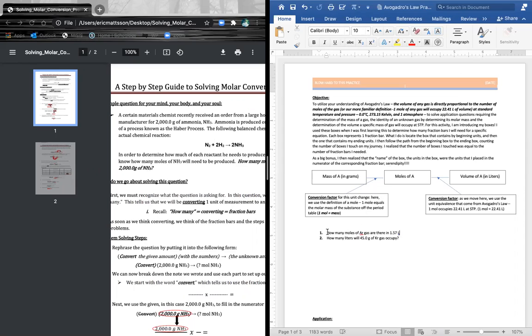All right. So the question simply says, how many moles of argon gas are there in 1.57 liters of argon gas? If you have 1.57 liters of this gas, how many moles is that going to be?